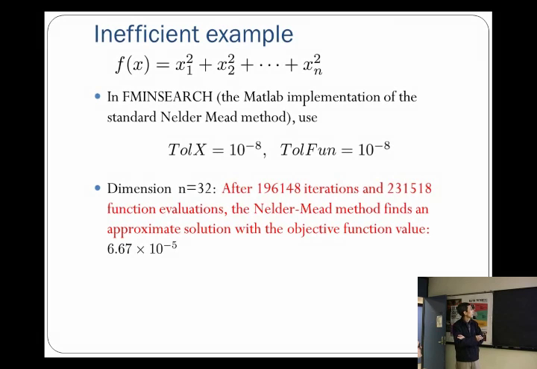Then after about 200,000 iterations, the Nelder Mead method was able to find an approximate solution with the objective value 6.7 multiplied by 10 to the negative 8. Remember, the minimum value is 0, right? Okay, but the inefficiency is that we need so many iterations. We need to compute so many function values to get there, when dimension is 32 for this standard quadratic function.